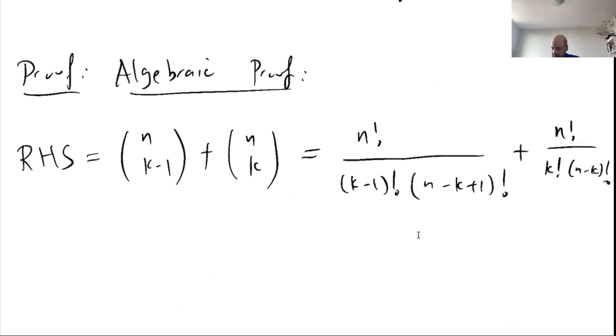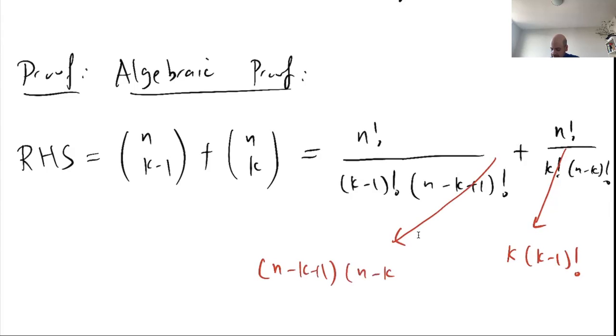Now I need to get the common denominator. What is the common denominator? Because k factorial means k times (k minus 1) factorial, right? And (n minus k plus 1) factorial, I can write as (n minus k plus 1) times (n minus k) factorial.